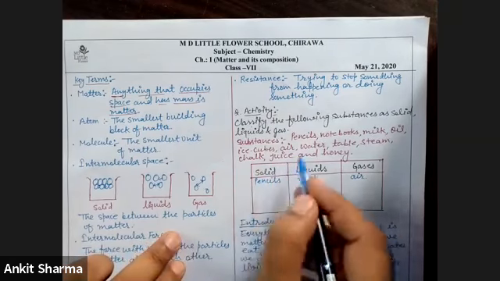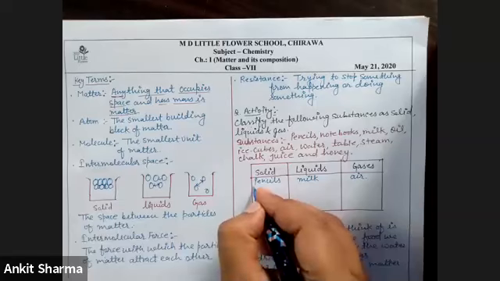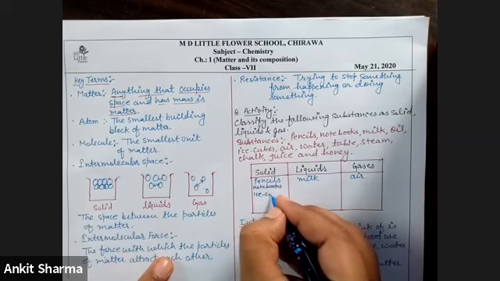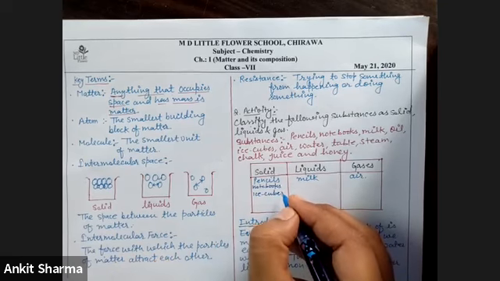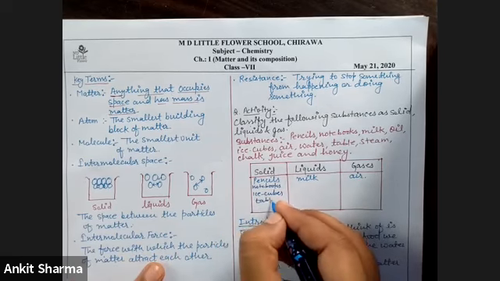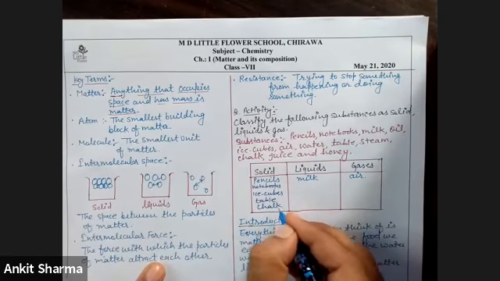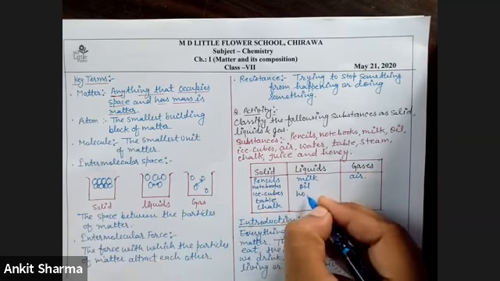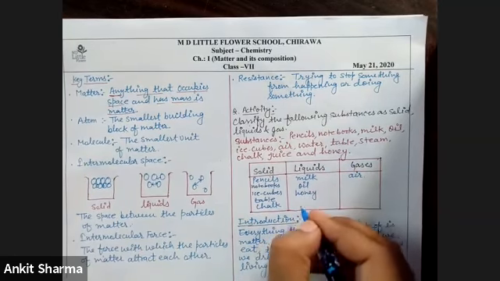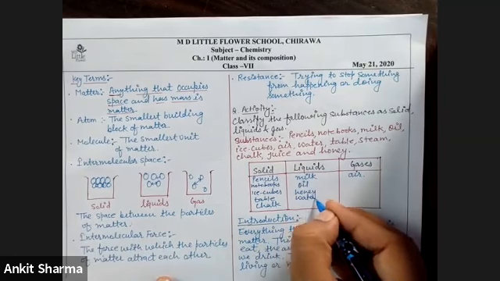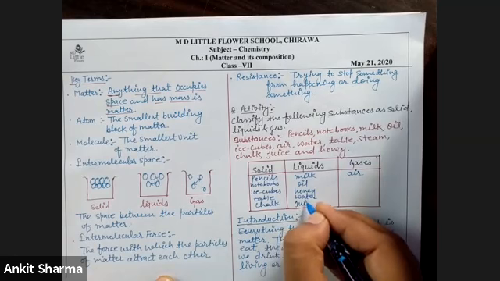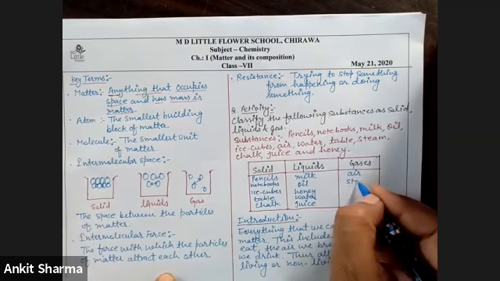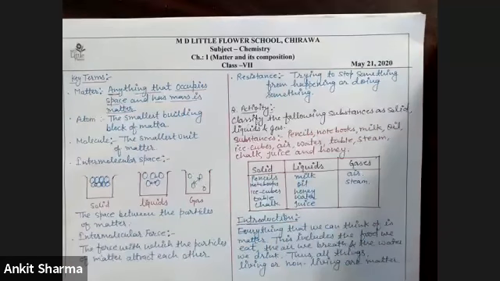So what are the solids? Notebooks, ice cubes, table, chalk. Liquids: milk and oil, then honey, then water and juice. Air, and there is one more option, which is steam, vaporized water. So that is the classification of these substances.